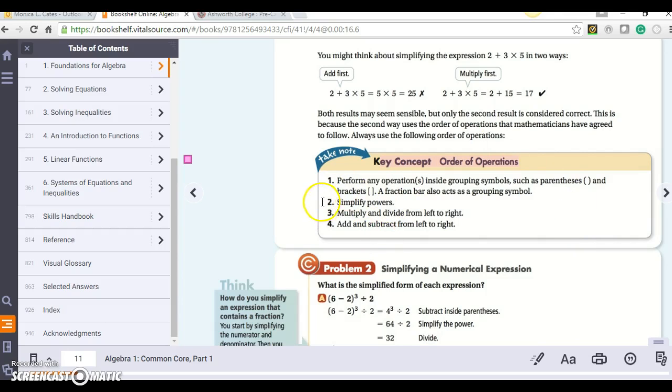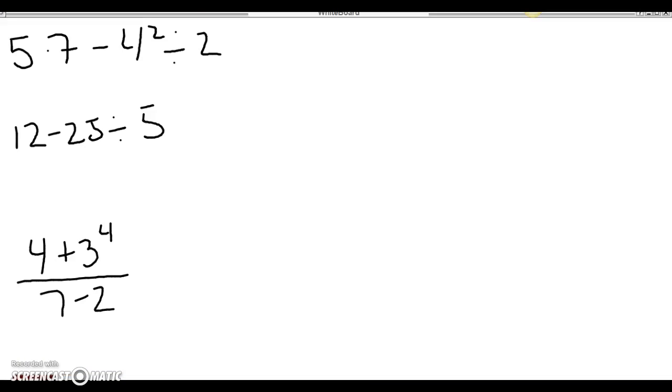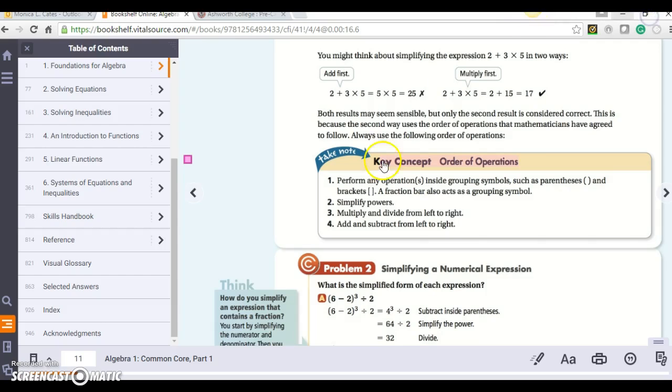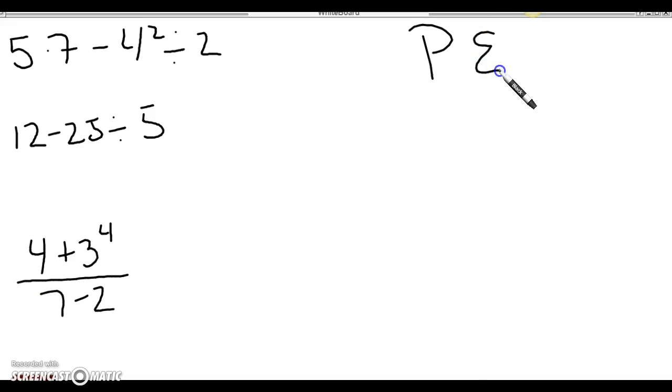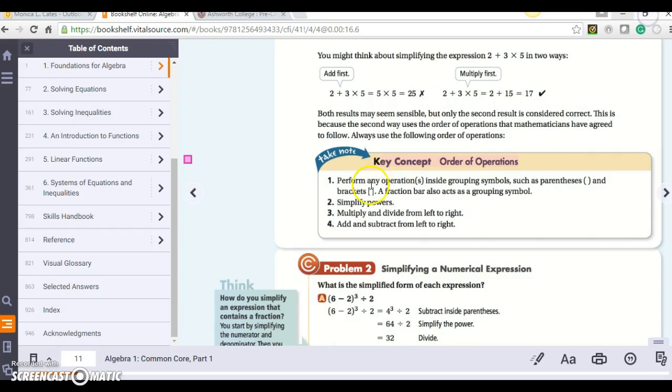So let's read through it. It says perform any operation inside grouping symbols such as parentheses and brackets. A fraction bar also acts as a grouping symbol. So one way of thinking about that is parentheses, all parentheses. That's the first thing. Step 2, simplify powers. Exponents. Step 3, multiply and divide from left to right.